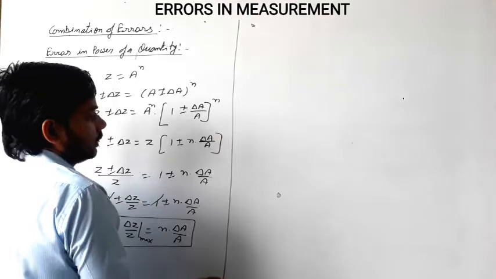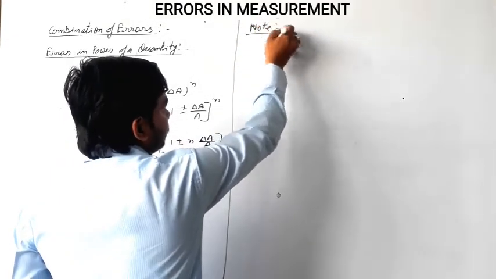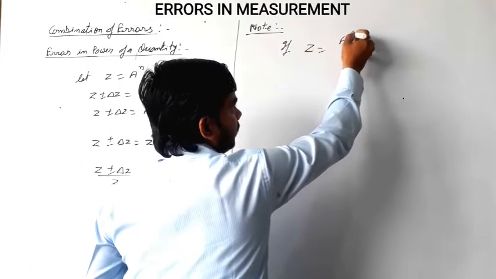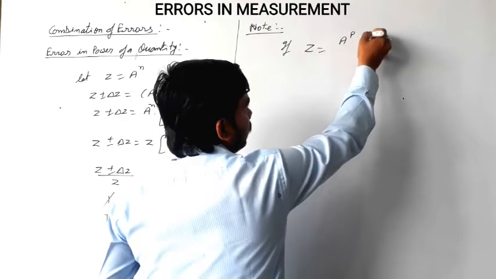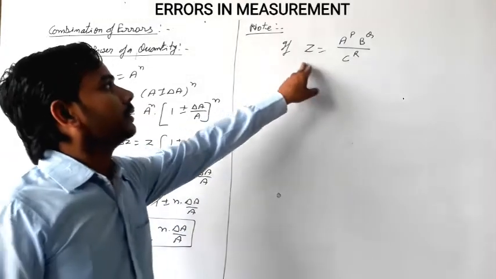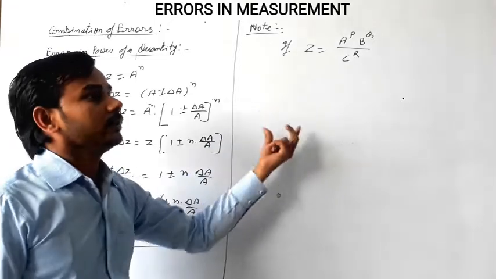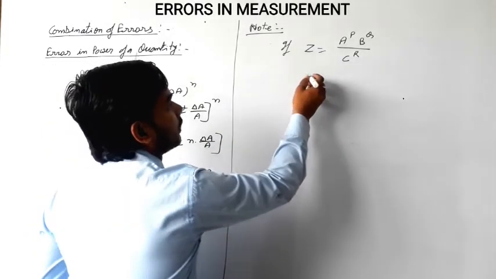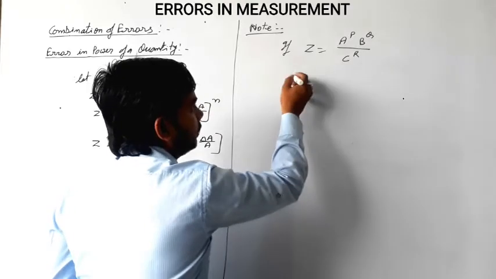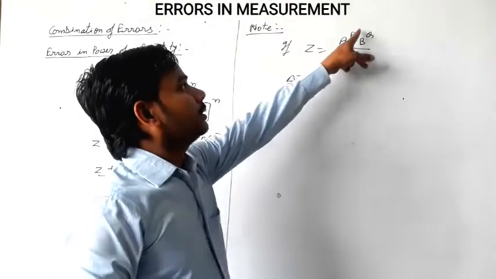Now the general condition: if z = a^p b^q / c^r, if we consider this type of physical quantity, now we have to calculate the value of Δz/z. So we apply the direct formula.